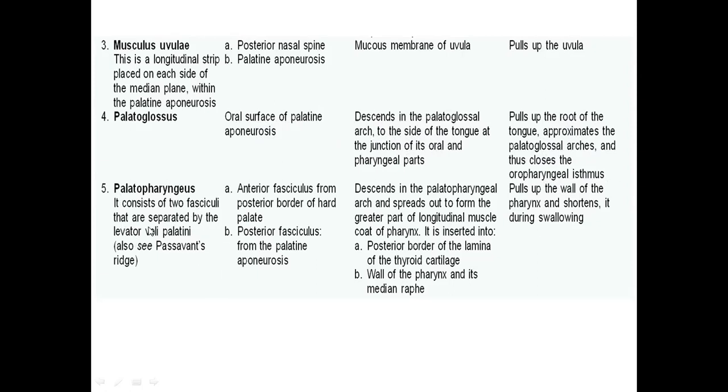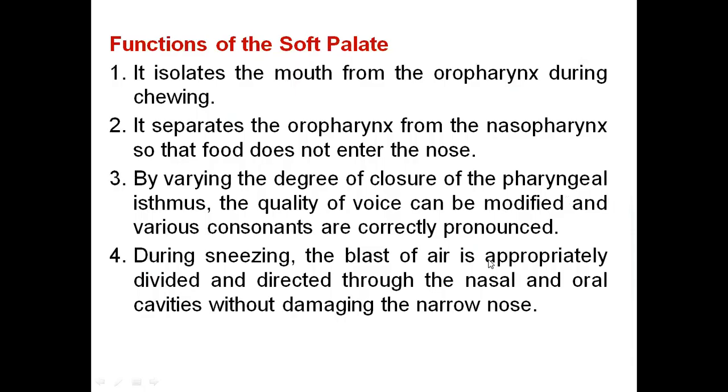Palatopharyngeus consists of two fasciculi that are separated by levator veli palatini. Origin: the anterior fasciculus from the posterior border of the hard palate, the posterior fasciculus from the palatine aponeurosis. It descends into the palatopharyngeal arch and spreads out to form the greater part of the longitudinal muscle coat of the pharynx. It is inserted into the posterior border of the lamina of thyroid cartilage, the wall of the pharynx and its median raphe. Action: it pulls up the wall of the pharynx and shortens it during swallowing.